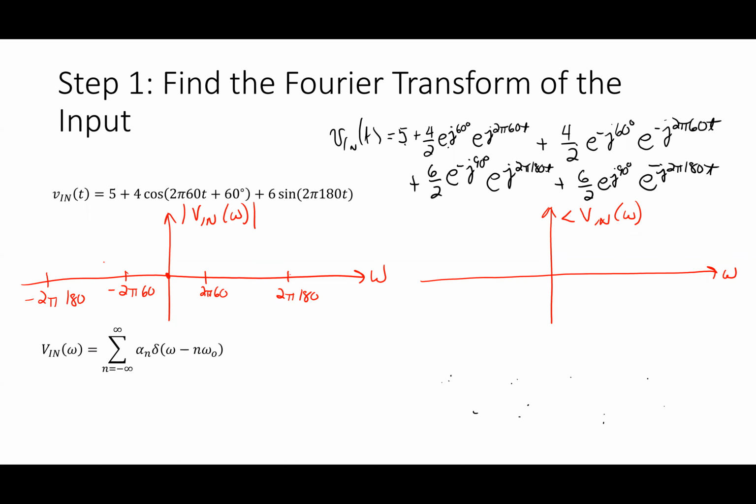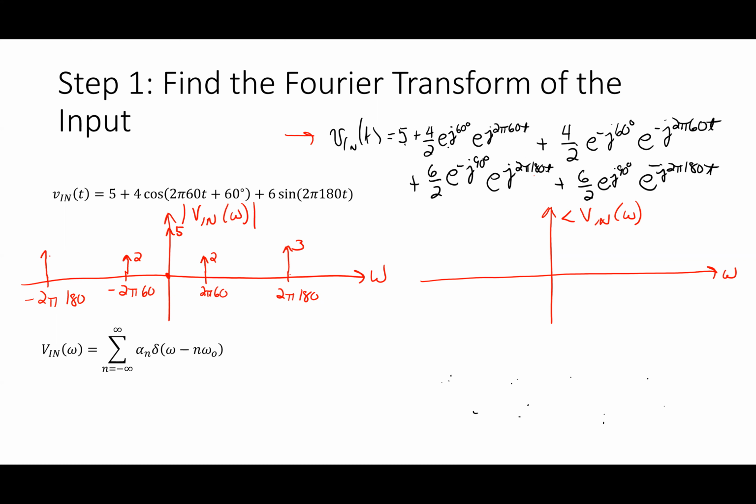So what would I draw here? This is my Vn of t that we got on the previous slide, which I just carried over. How would I express the graph here? Let's take DC first. What's the height of my impulse at DC? It's 5. Technically it's not a height, it's an area, although the only way we have to express it is by a height. What do I have at 2 pi 60? This one would be 2, and this one would be 2. And if we look at 2 pi 180, our height would be 3.